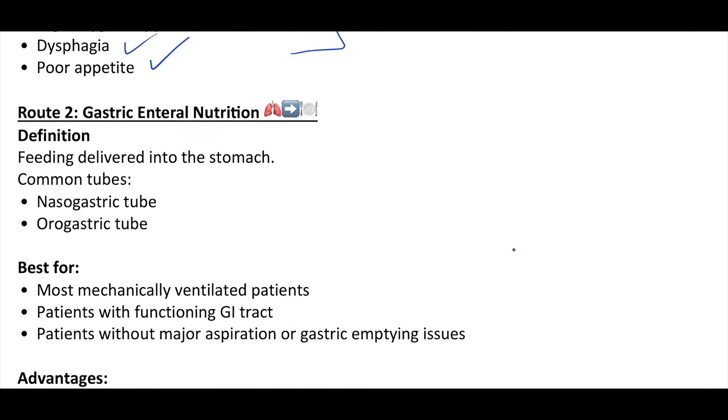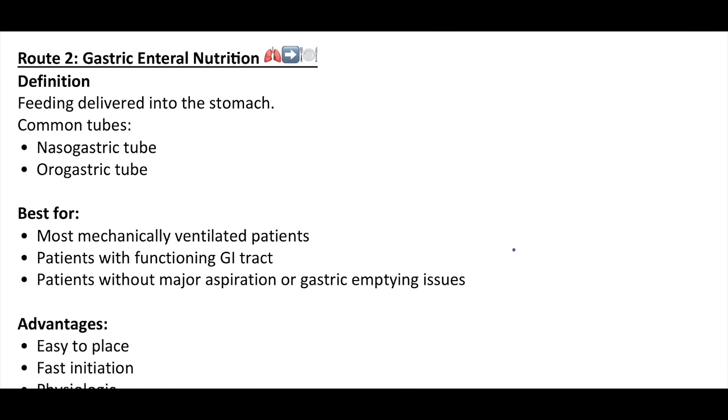Route 2 is gastric enteral nutrition. This is where we bypass the mouth and deliver food directly into the stomach, right? This is usually through something like a nasogastric tube. A nasogastric tube goes through the nose.